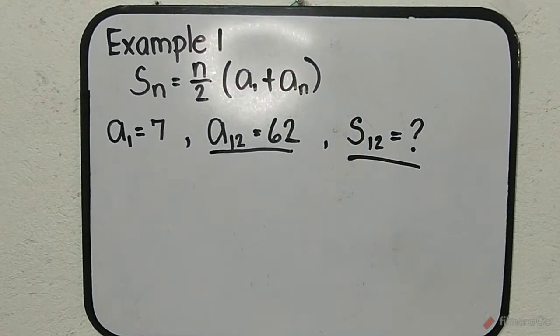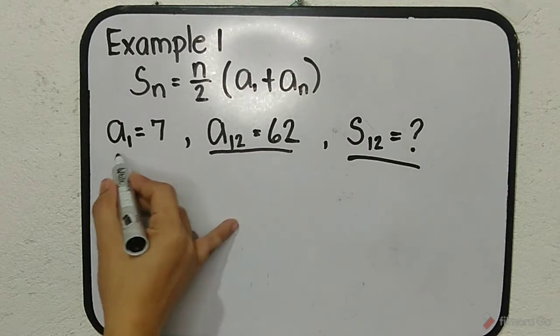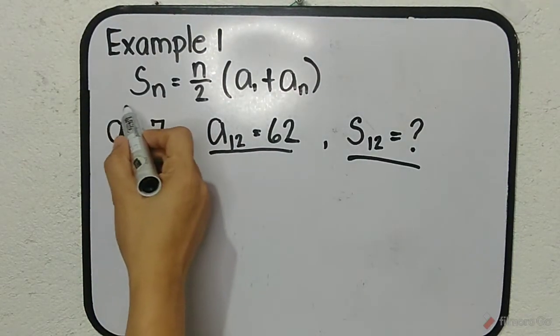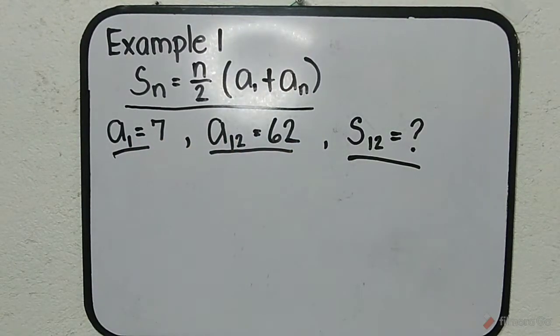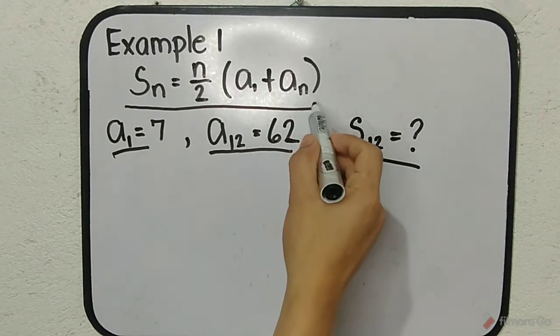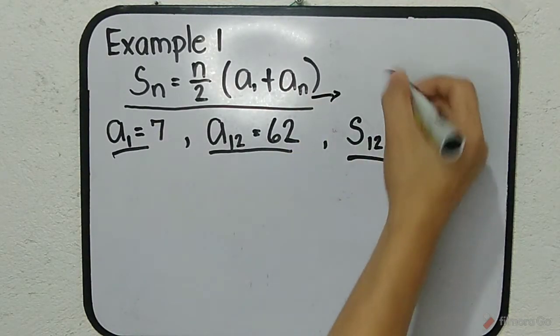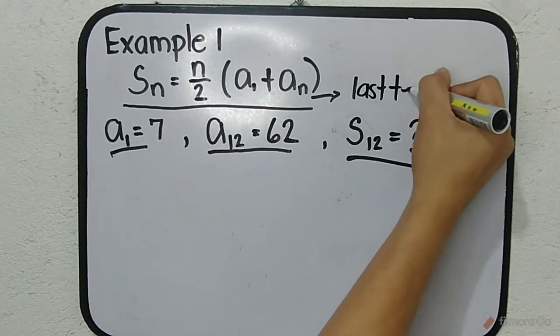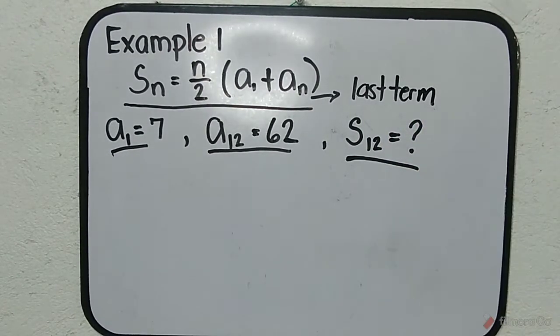So meaning class, pag ganito ang ibinigay sa ating given, we have our a sub 1 and our last term. Ang gagamitin nating formula ay S sub n is equal to n over 2 times the quantity a sub 1 plus a sub n, wherein ang ating a sub n dito ay ang ating last term. Yan. So, papaano ba natin ipa-plug in or isa-substitute ang ating value?